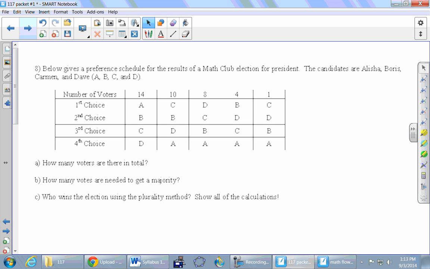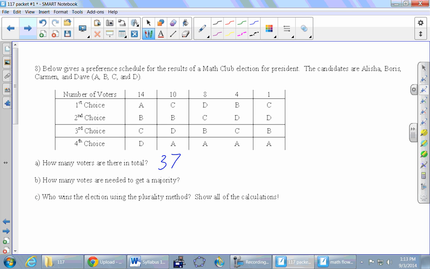What do we need to do with this table to figure out how many voters there are? Add up the top numbers. So let's add them all up. What do we get? 37. Anybody else? Is that good? Yes? Okay, 37 voters altogether.